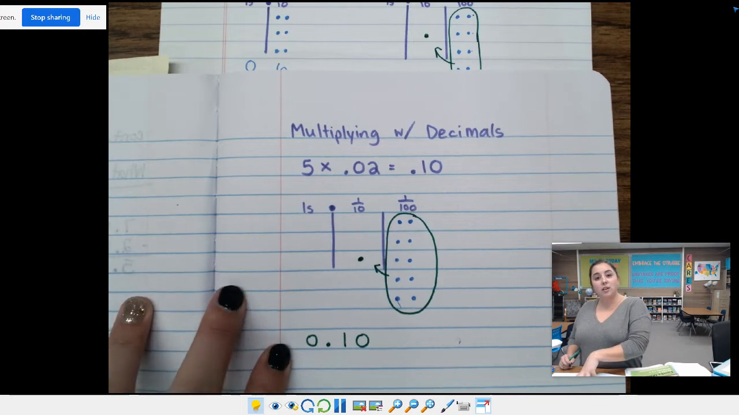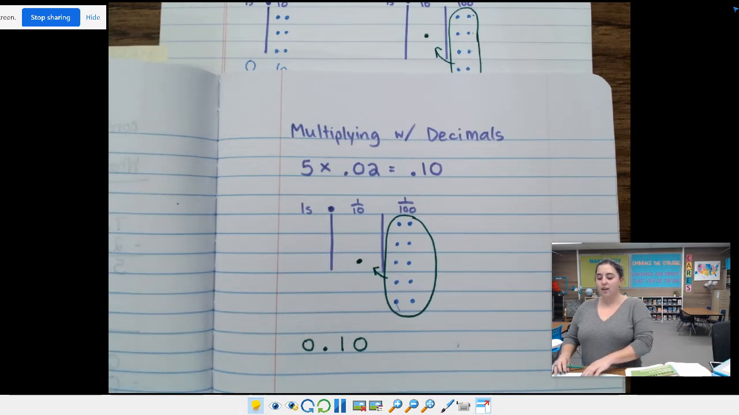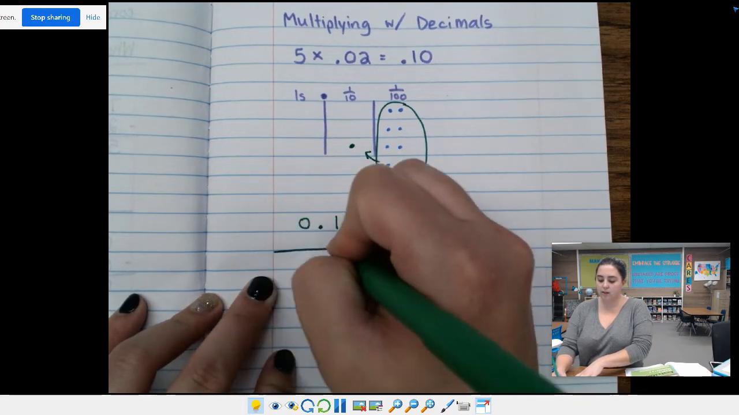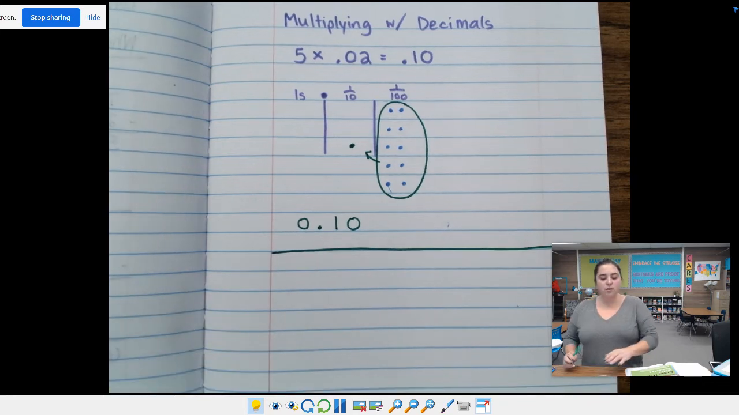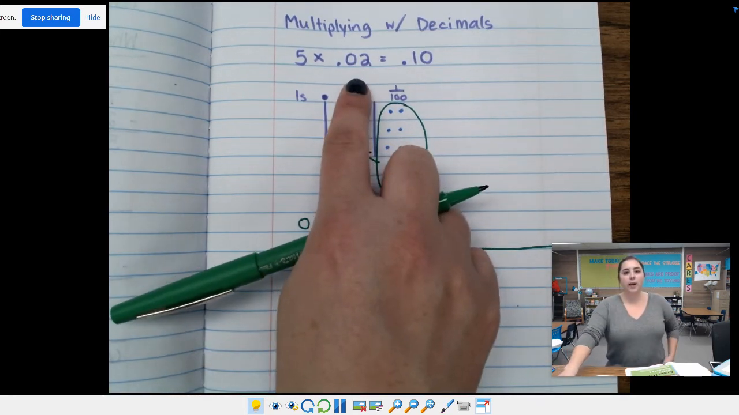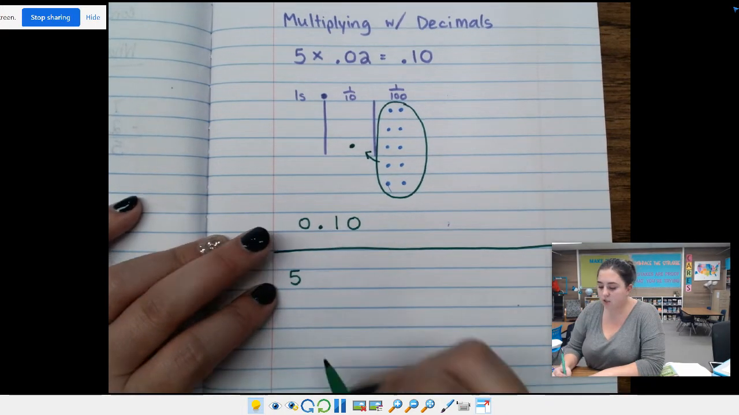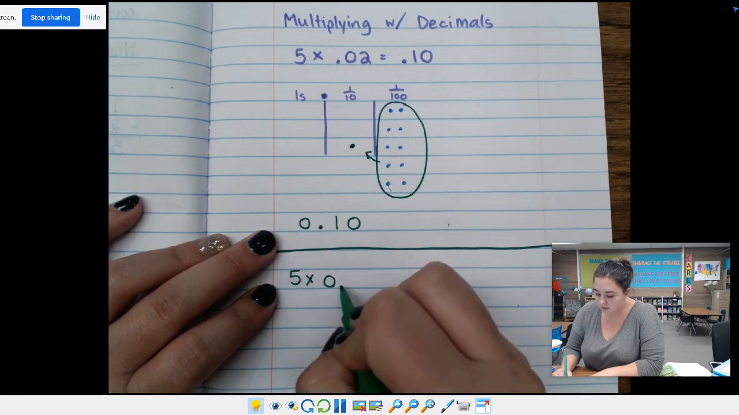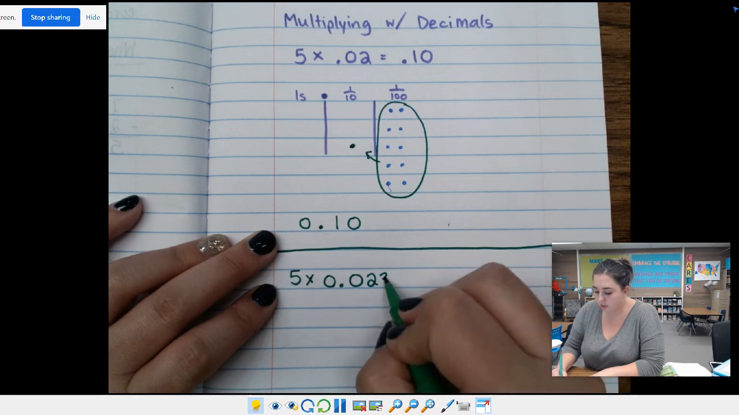All right, pause the video so you can get caught up, and then we're going to do the area problem underneath here. Okay, let's draw a line so I don't get confused about the 2 examples. And let's do something a little bit more complex than what we had up here. So I'm going to still do 5. Let's do 5 times 0 decimal 0 2 3.